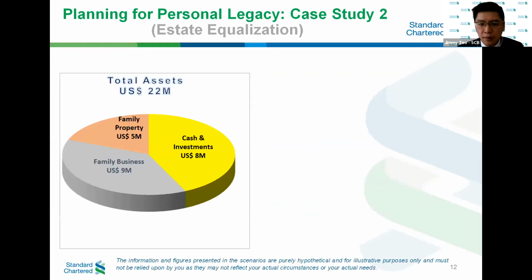So in this area, having the pie chart like this, for example, total assets US$22 million, I just want to highlight that for planning like this, if it's based on customer preference and the fact find done on them, they can use Sing dollar, they can use US dollar, no problem. So for this example, if everything you calculate in US, family property 5 million, family business 9 million, cash and investment 8 million, for example.